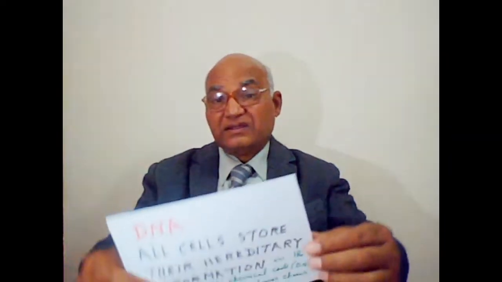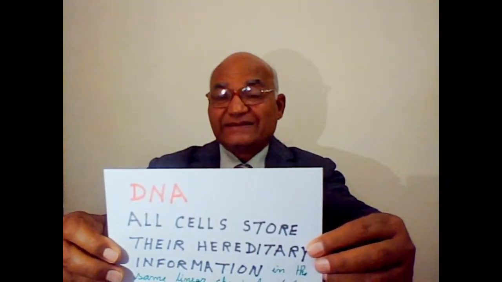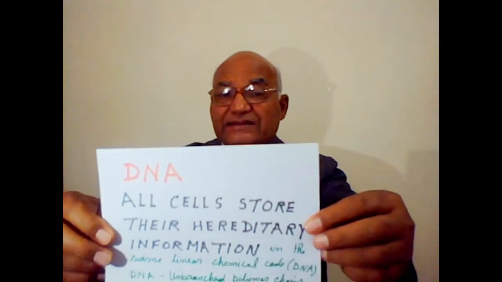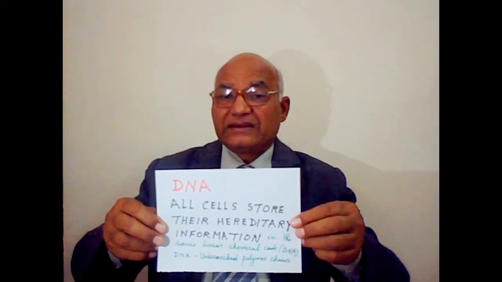And what is that hereditary material? All cells store their hereditary information in a linear chemical code, that is DNA. DNA is an unbranched polymer chain, deoxyribonucleic acid. Deoxyribonucleic acid passes on the hereditary material and is found in all living organisms, prokaryotes as well as eukaryotes.